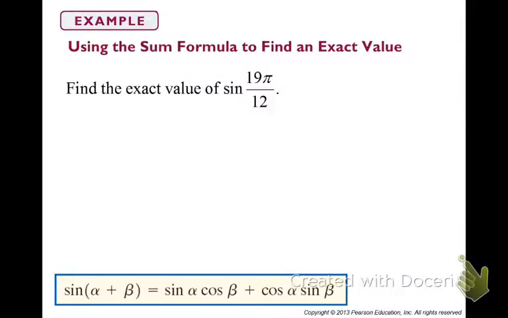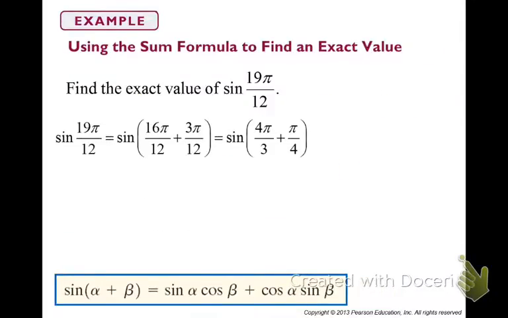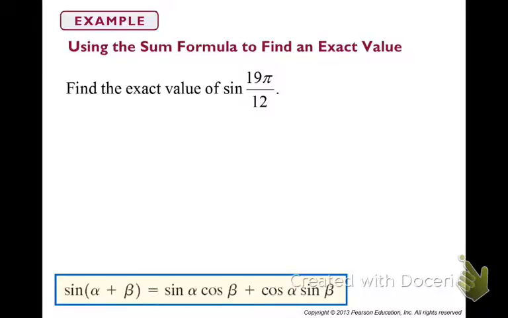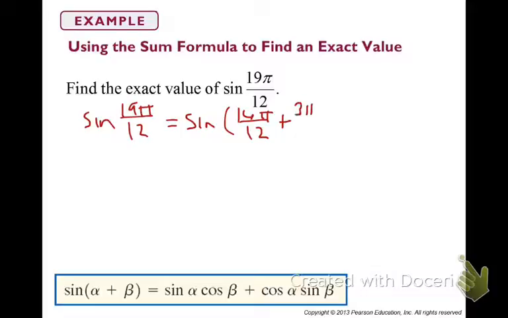So if I have sine of 19 pi over 12, I'm going to break that into, how about 16 and 3? 16 pi over 12 plus 3 pi over 12.